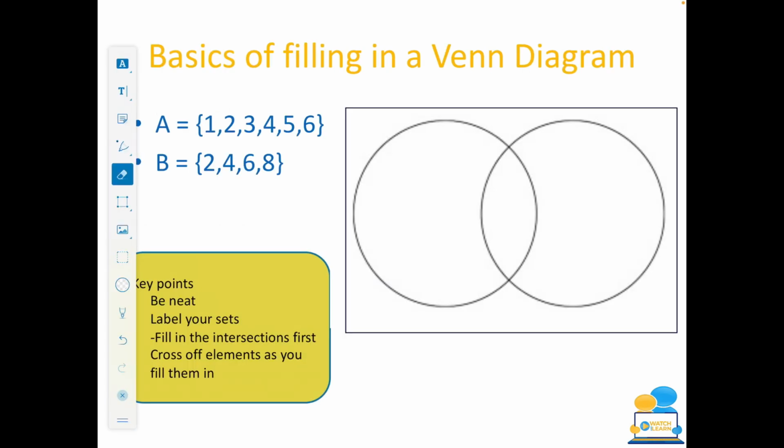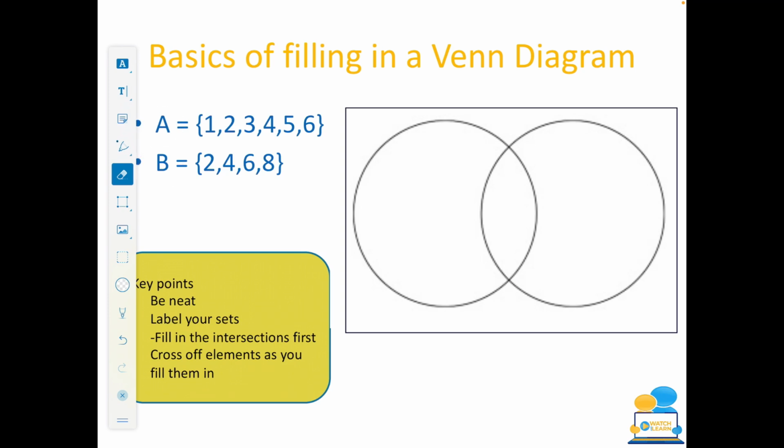Being able to fill in a Venn diagram is probably one of the most important parts of this chapter. So we're going to start just by going through an easy example just to make sure we have all the basics correct. So this is a Venn diagram here on the right. We've 2 sets in this Venn diagram, and we're going to put in our sets A and B.